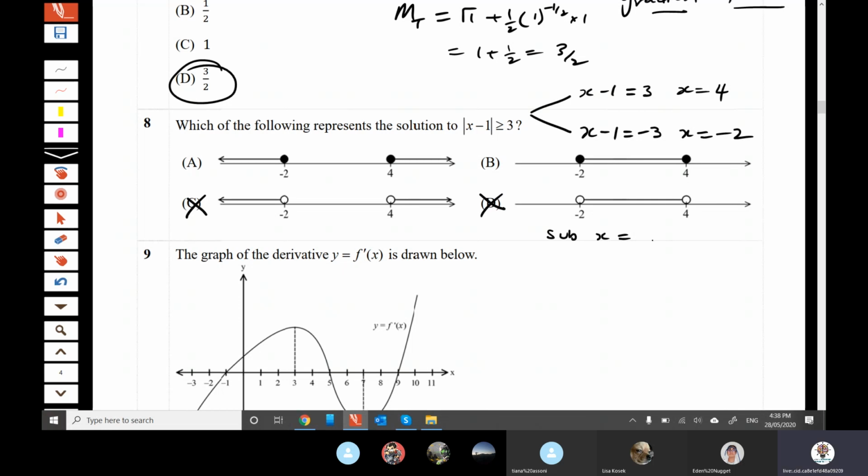Can't be D and can't be C. Sub in, let's say in the middle. Sub in x equals 0. 0 take away 1 is negative 1. Absolute value of negative 1 is 1. Is 1 bigger than or equal to 3? No. So would 0 work? Nope. So therefore, they've got to run away, and the answer is A.